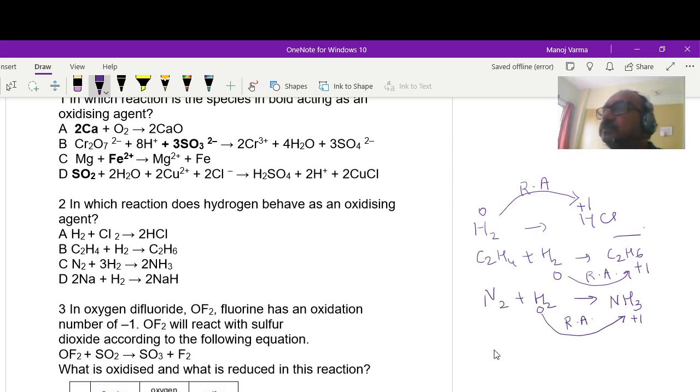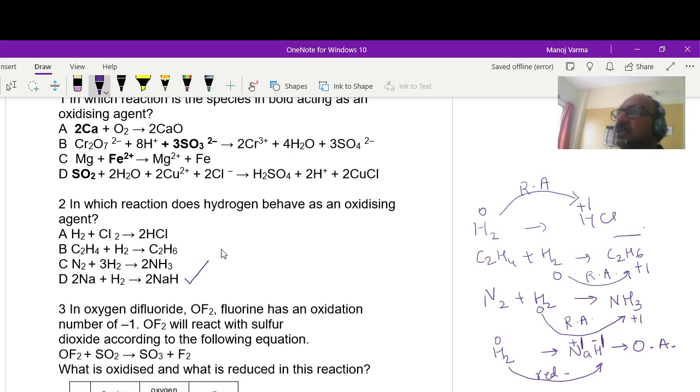See the last one. H2 is changing into NaH. Right? So here this is obviously 0. Now Na is +1 because it is written on the left hand side. So this hydrogen is -1. If you remember, whenever hydrogen is combined with a metal, it acquires a negative oxidation number. So from 0 to -1, it is reduced, and being reduced, it acts as an oxidizing agent, and therefore this one is the correct answer.